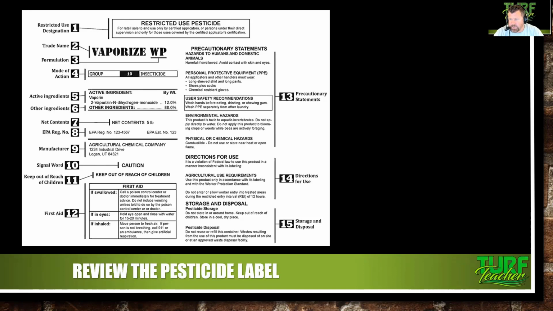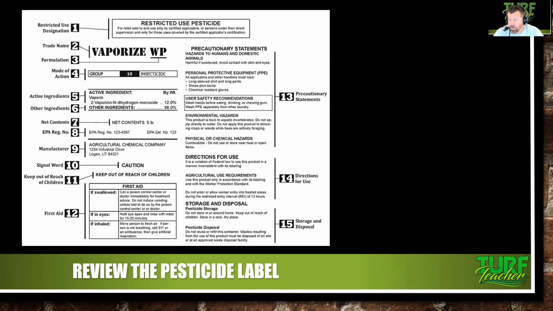The net contents, it's a 5-pound container. There's our EPA registration number, 1, 2, 3, 4, 5, 6, 7, and then the EPA number 1, 2, 3. So it's just a fictitious label. We've got the manufacturer, Agricultural Chemical Company, out of Logan, Utah. The signal word is caution. And look at that, it's the lowest signal word that we have, caution, and it's still a restricted use pesticide.